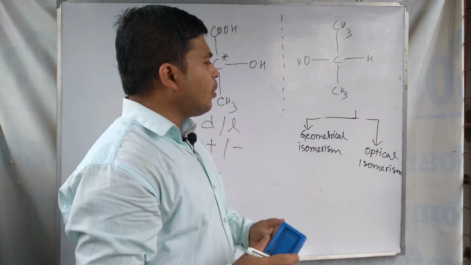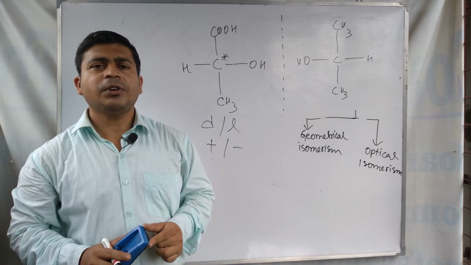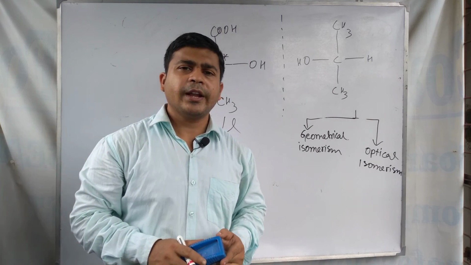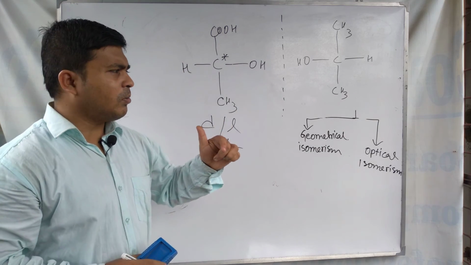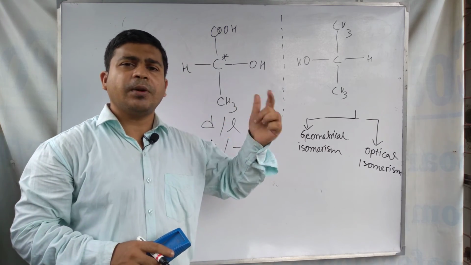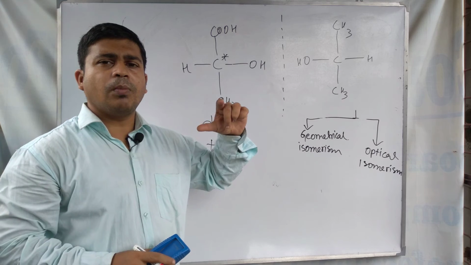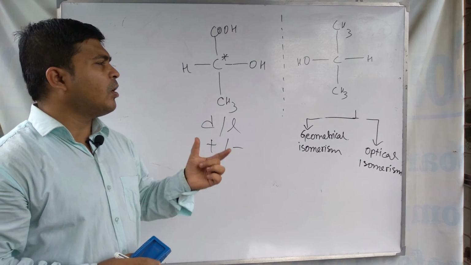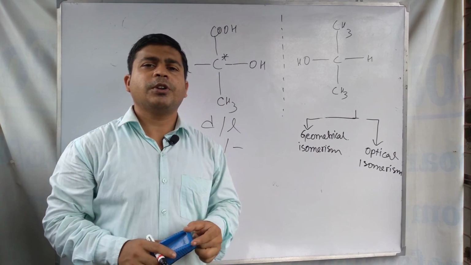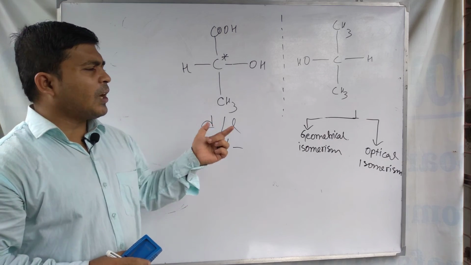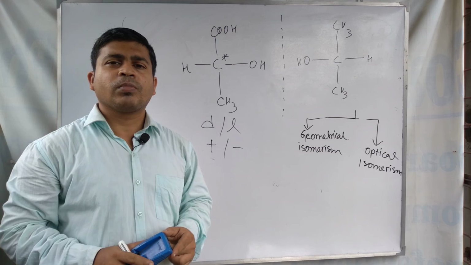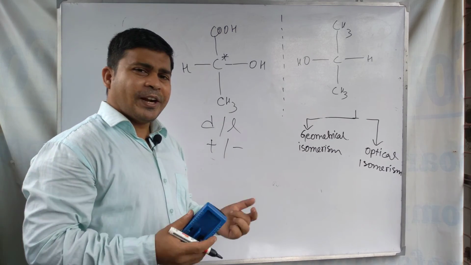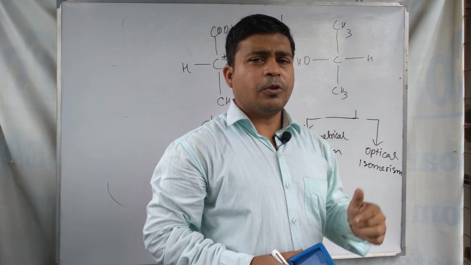So this is the total discussion about the classification of isomers in organic chemistry: the broad divisions of structural isomerism and stereoisomerism, with their types. This is the classification of organic isomerism. So that's the discussion about this topic.